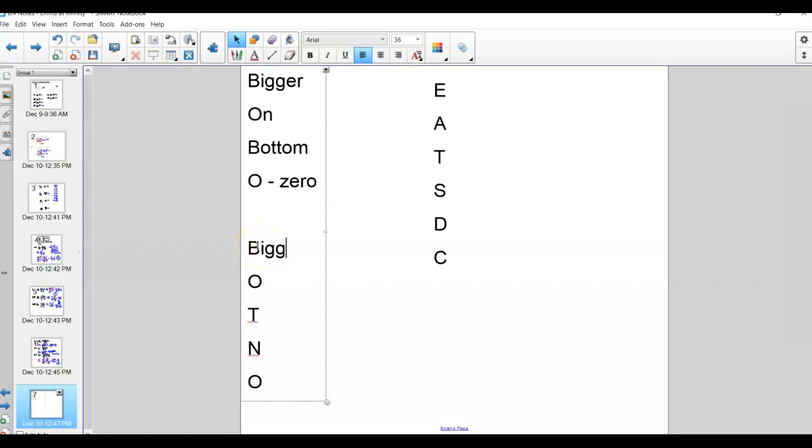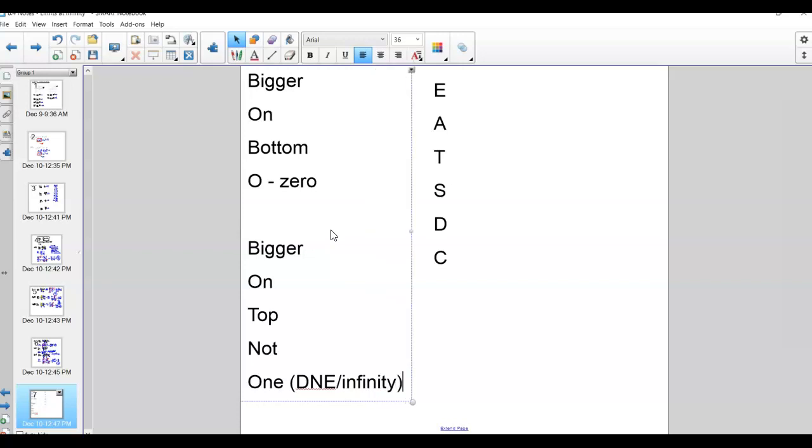The next one is Botno, bigger on top, not 1. And so what this means is it does not exist, or infinity. So we got infinity for all those where we had a bigger exponent on the top.